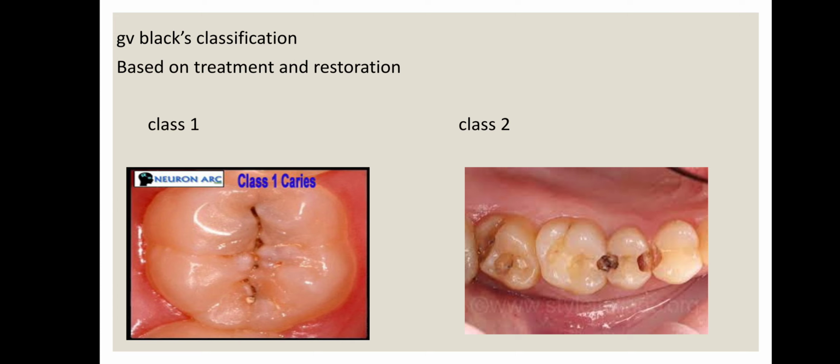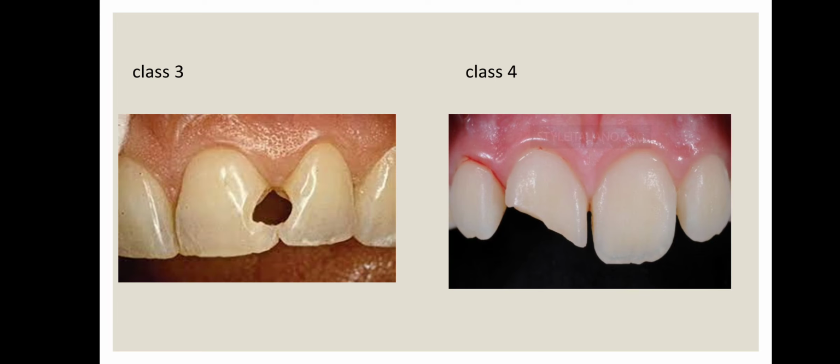Based on G.V. Black's classification, which is based on treatment and restoration: Class 1 caries is seen on the pits and fissures of molars and premolars. Class 2 caries is seen on the proximal surfaces of molars and premolars. Class 3 caries is seen on the proximal surfaces of anterior teeth without the involvement of the incisal angle. Class 4 caries is seen on the proximal surfaces of anterior teeth with the involvement of the incisal angle.